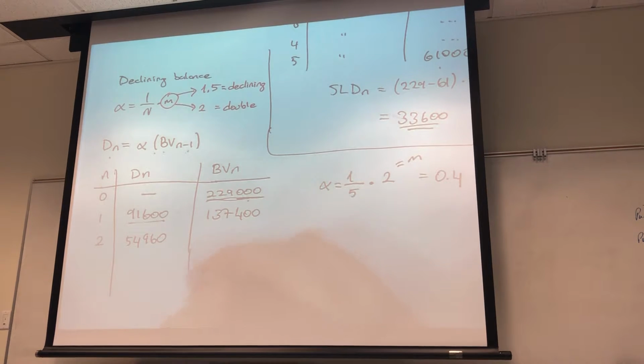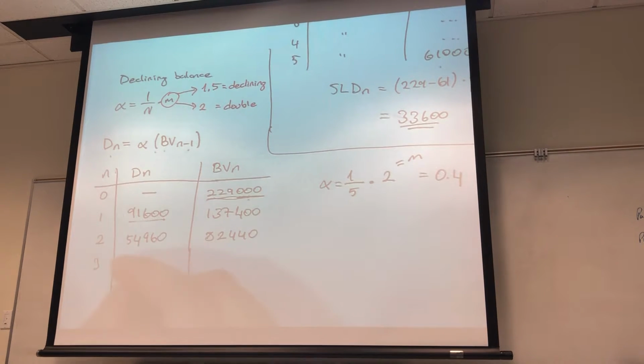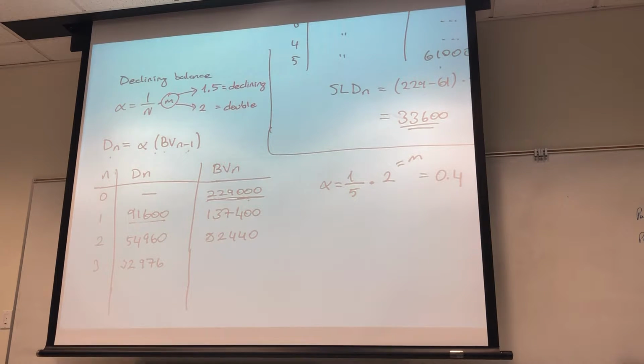So we're gonna do 82,440 times 0.4, which will be equal to 32,976. 82,440 minus the answer will be 49,464. Okay, this is where it happens. You can be like, hey, I did the depreciation, I found the book value, but this is bigger than the salvage value, right? Yes, you're right. This cannot be bigger than the salvage value.